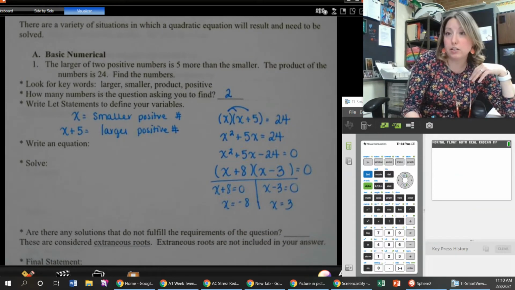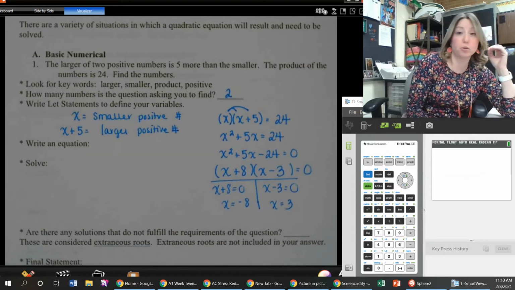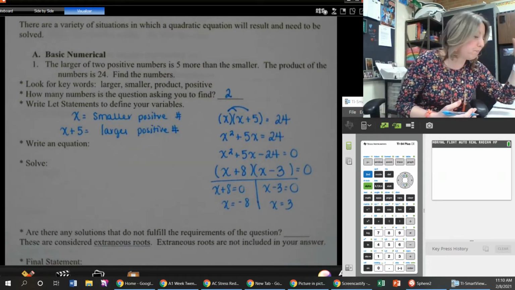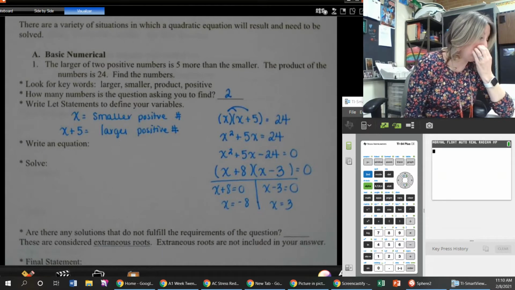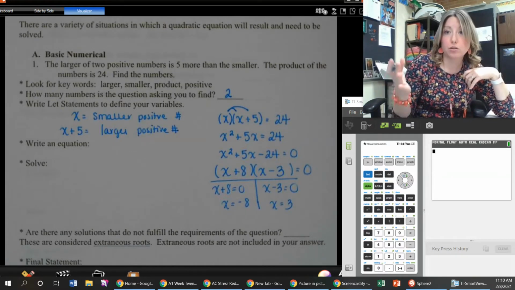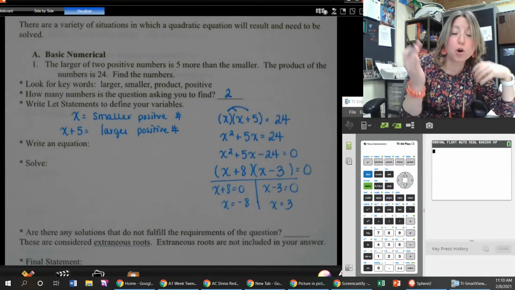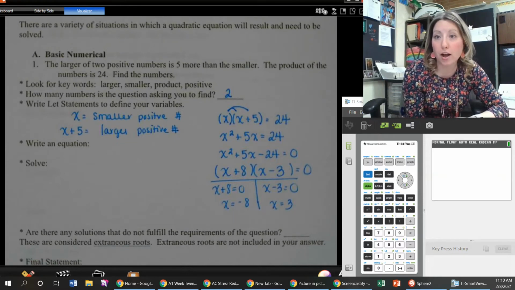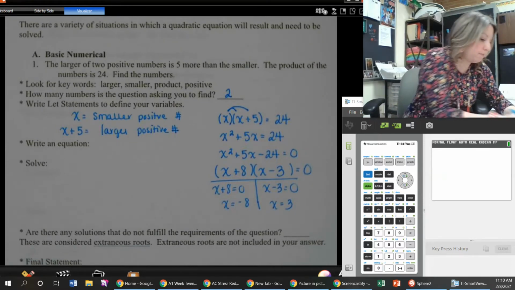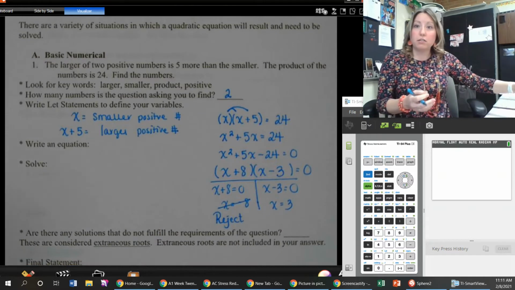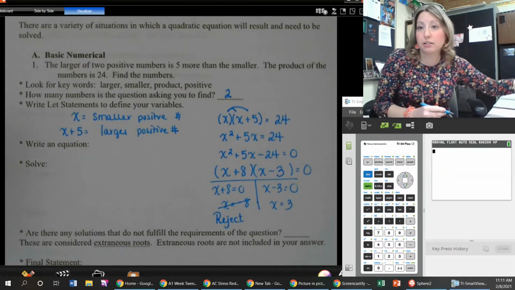Now, what I need us to consider is what the question was asking for. When I get to the end in a word problem, I'm going to reread my word problem. The larger of two positive numbers is 5 more than the smaller. The product of the numbers is 24. Find the numbers. 2 positive numbers. One of my answers for x is not positive. So because one of my answers for x is not positive, it's not a possibility. So we cross it out and we write reject. The reason it's not a possibility is because the word problem specifically says I need a positive answer.